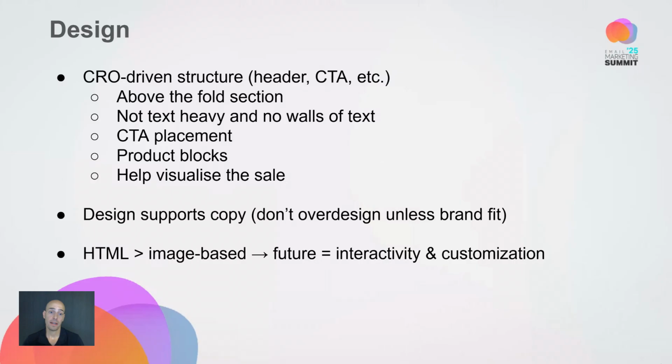The main goal of the design, again, is to support the copy. So we don't want to over design unless it fits the brand. Sometimes we have these super colorful brands with a lot going on, which is all right. So it really depends on the situation. Again, everything is situation specific, but we want to let the design breathe, so to say. So we want negative space, we want white space. We don't want to overcrowd everything so it's hard for the person to actually see and navigate to the important elements from a design perspective that we want them to navigate to, right?